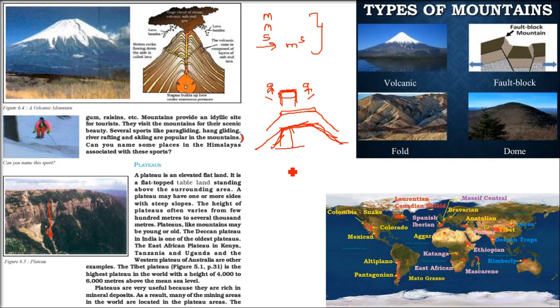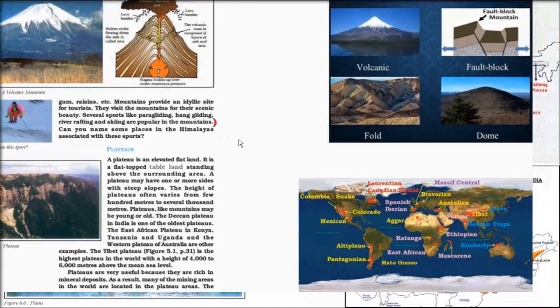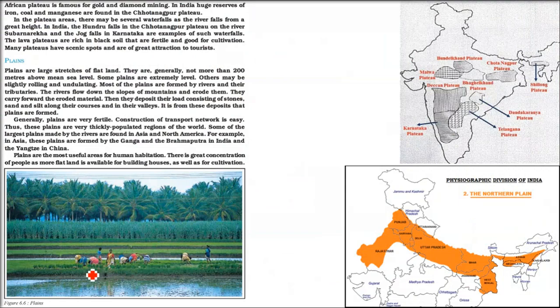The Deccan Plateau of India is the oldest plateau. Then the East African Plateau in Kenya, Tanzania and Uganda, and the Western Plateau of Australia. These are also some examples of plateaus. The Tibet Plateau is the highest plateau in the world. And what is the height? It ranges from 4,000 to 6,000 meters from the mean sea level.